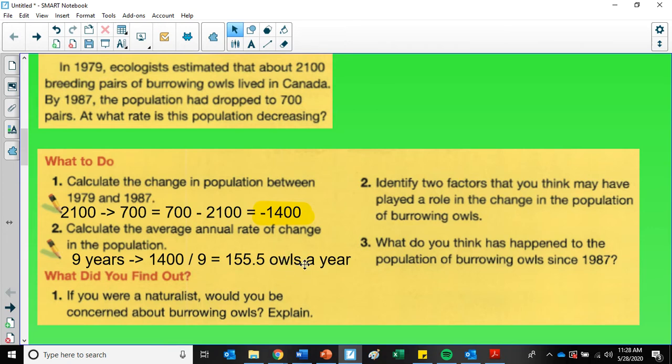It's not exact. Now, here's the issue as good environmentalists and ecologists: thinking of reasons why and using our knowledge base. This is tough because you have to draw upon what your backgrounds are. So if you were a naturalist, would you be concerned about the burrowing owls? Well, I am. So I would be wondering why they're dropping. Are they just not coming back to the area that I'm estimating? Or are they actually dying off for some reason? Could I think of two factors that play a role in the change of populations? Hopefully, by the end of this chapter or this study guide, we can.